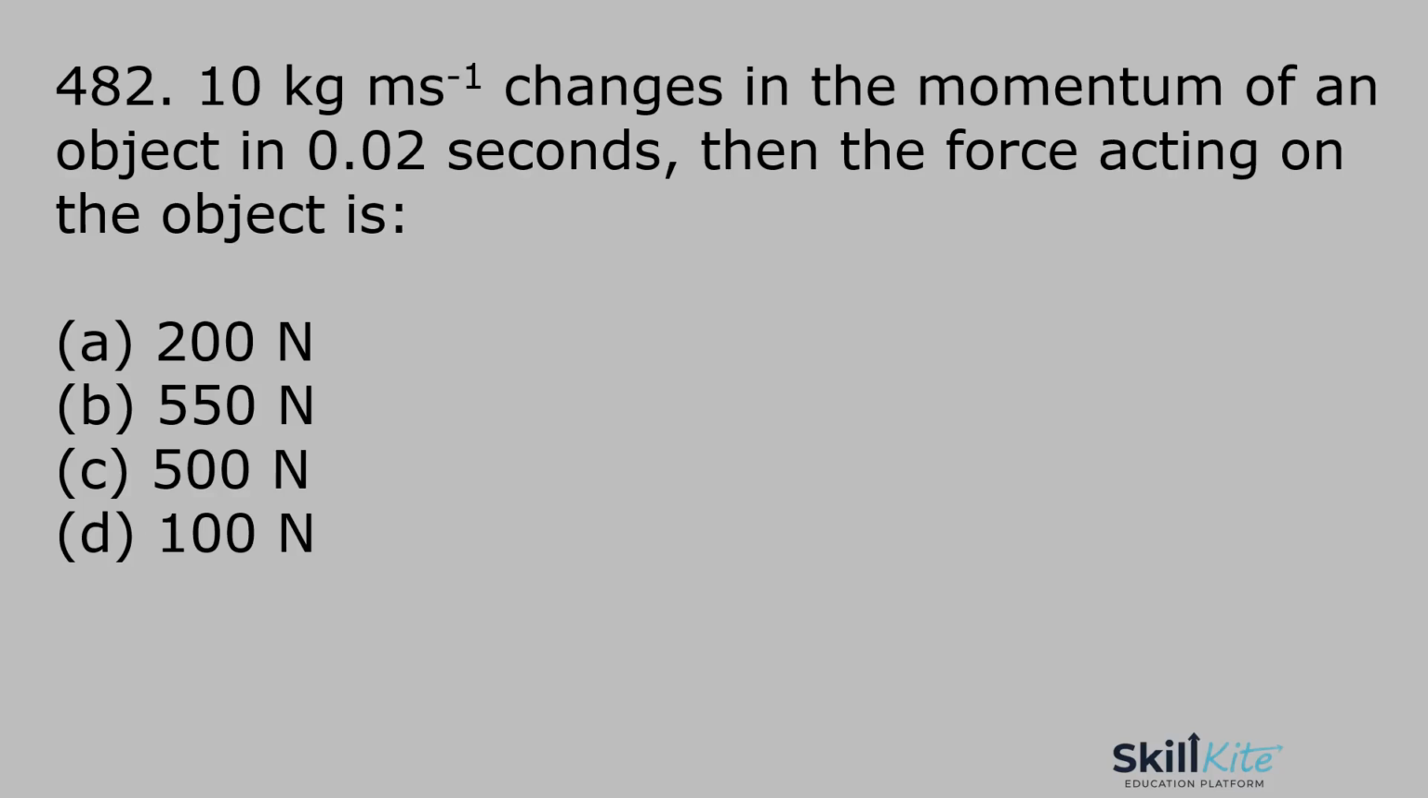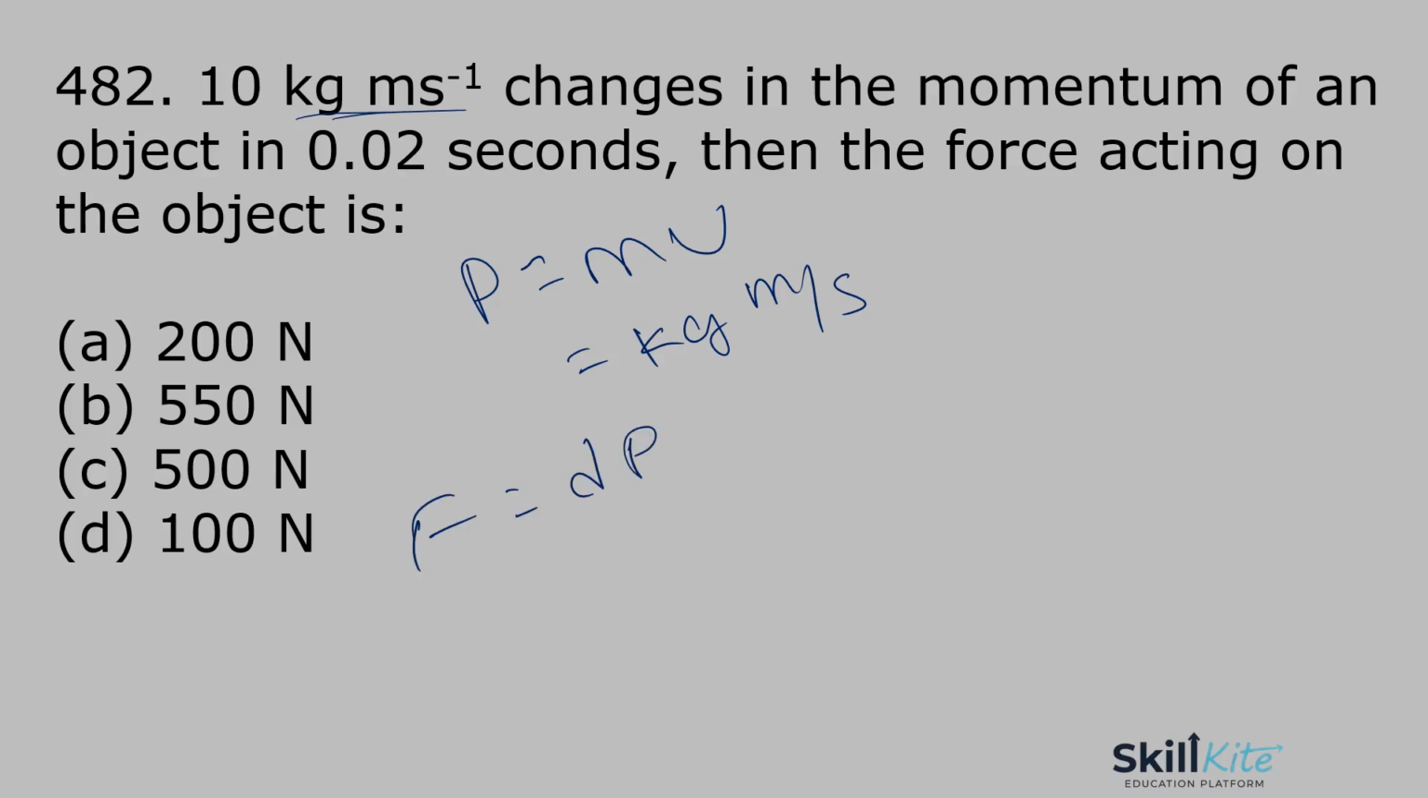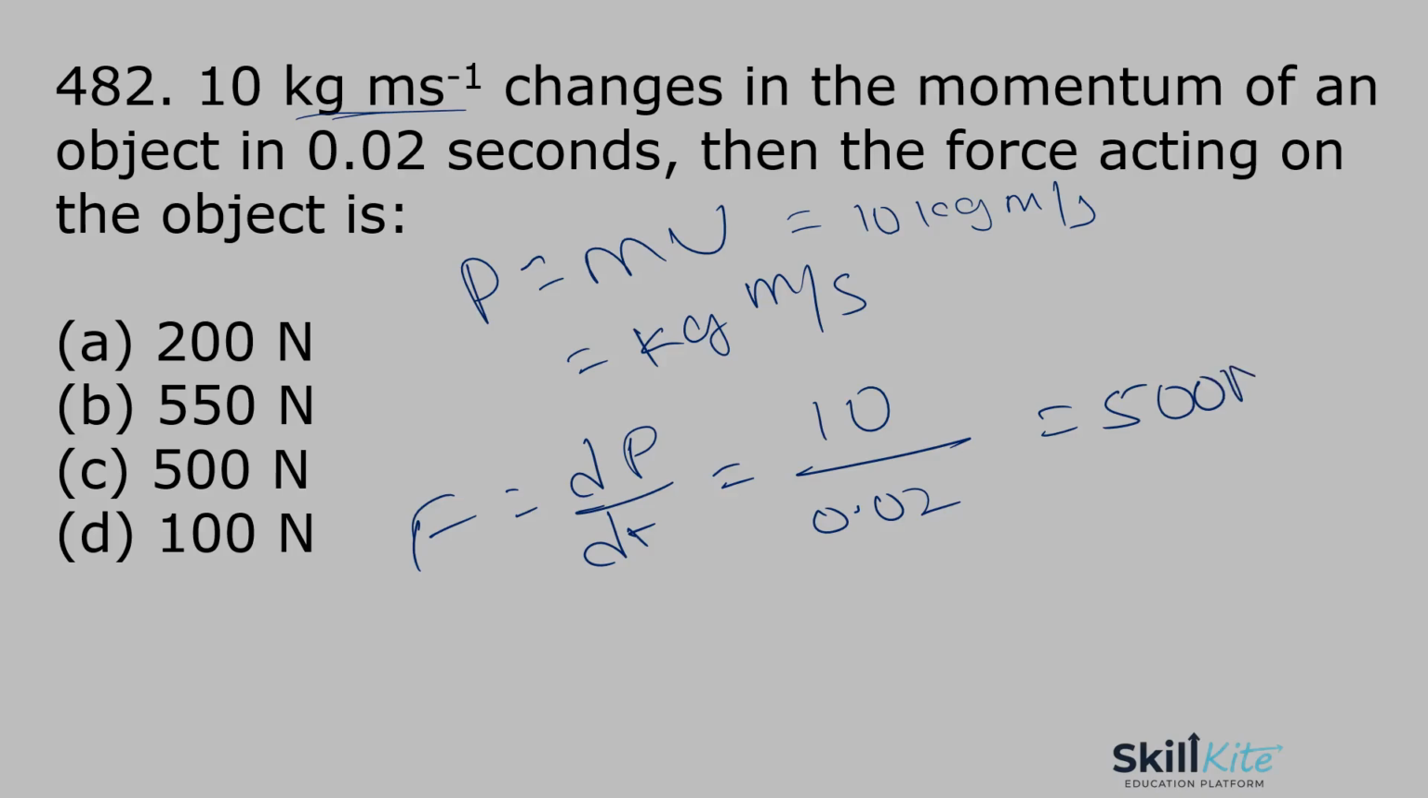10 kg meter per second is the change in the momentum of an object in 0.02 second, then the force acting on the object is. So momentum is mass into velocity, so mass is in kg and velocity is meter per second. Force is asked, force equals dp by dt. So 10 is given as kg meter per second, so 10 by 0.02, that is equals to 500 newtons. Okay, option C.